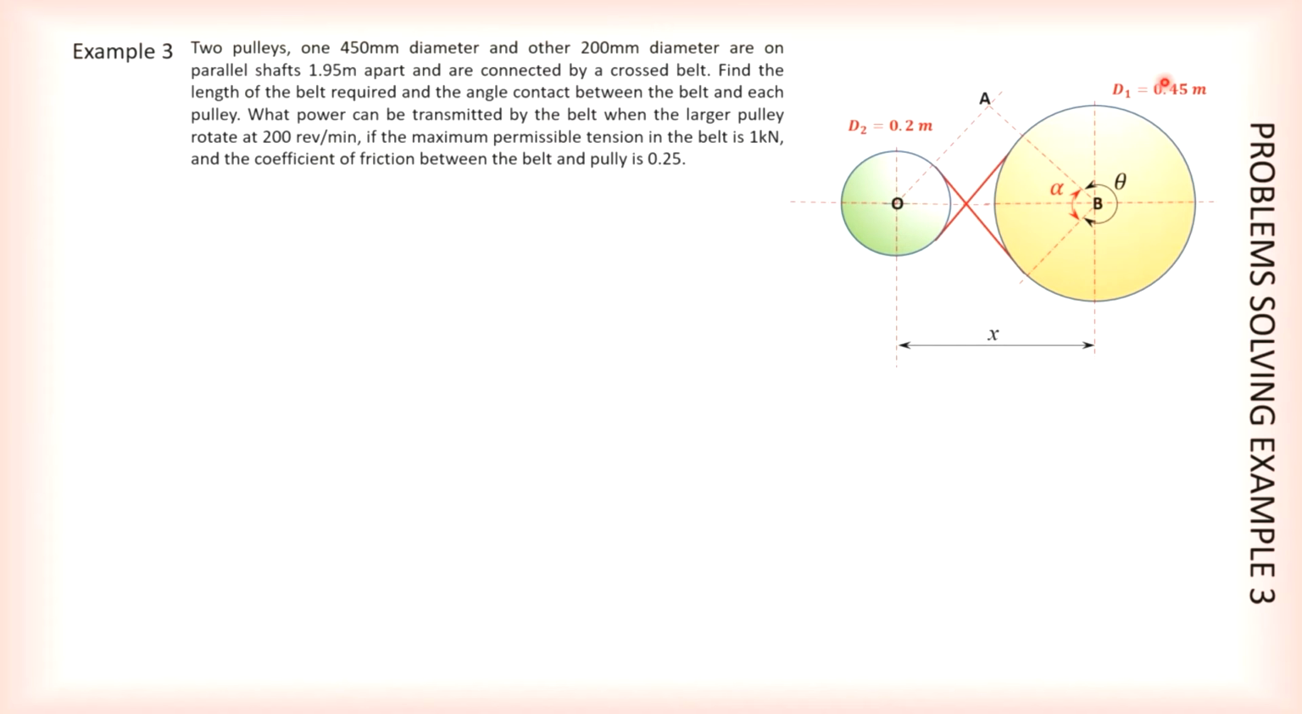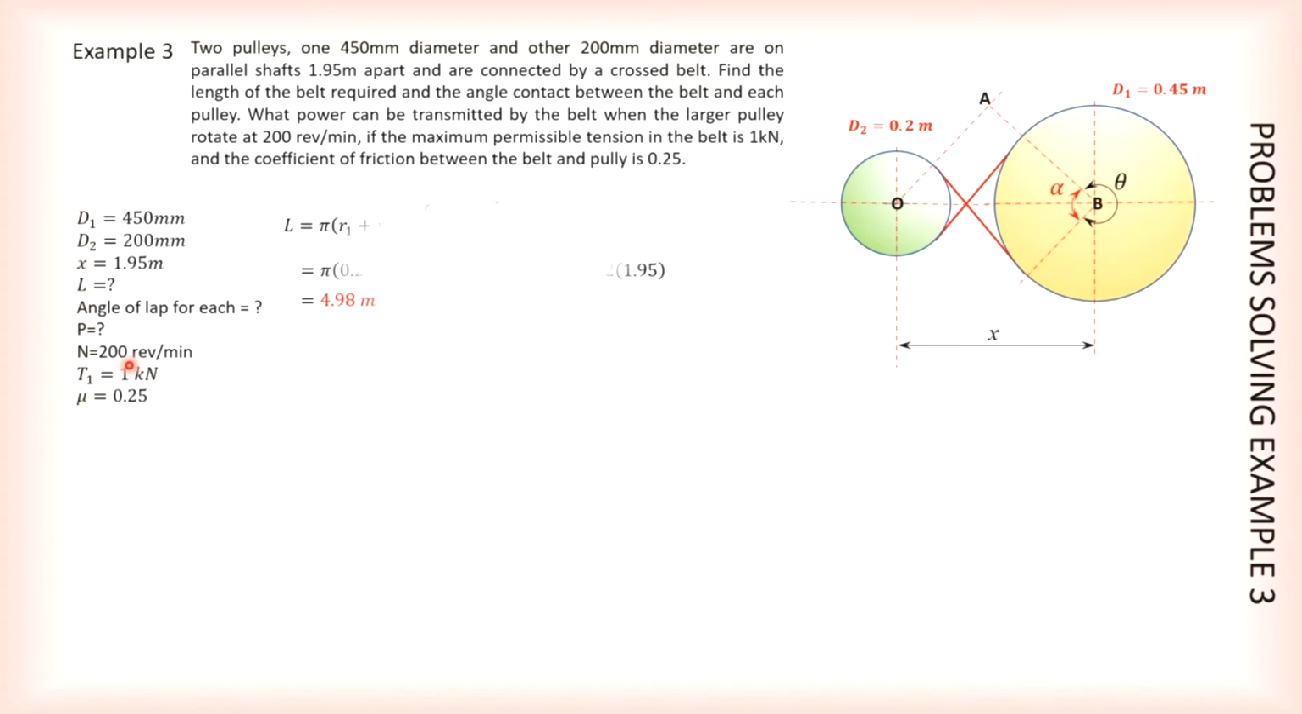Okay, so this is the sample of a cross belt. So they have given us the diameter of this 0.2. So you compare. So this should be the smaller, this should be the larger. Okay, so when you draw the diagram, this should be the smaller one and this should be the larger one. So you have the theta here as the angle of wrap. So the center to center distance x is given 1.95 meter. So these are the given data. So your T1 is 1 kilonewton, your coefficient of friction is 0.25, the speed is 200 revolutions per minute.